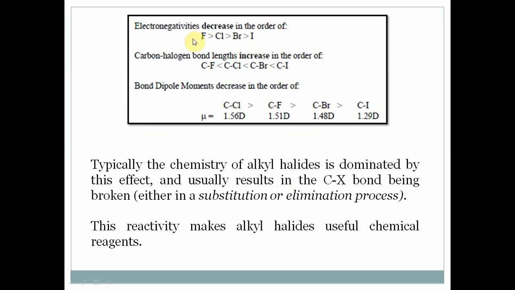As we know, the electronegativity decreases in the order of fluorine, chlorine, bromine and iodine. Due to this, the carbon-halogen bond length increases from fluorine to chlorine, bromine, iodine. The carbon-iodine bond length is maximum while the carbon-fluorine bond is minimum. If we talk about the dipole moment, the order is carbon-chlorine 1.56, carbon-fluorine 1.51, carbon-bromine 1.48 and carbon-iodine, which is minimum, 1.29.